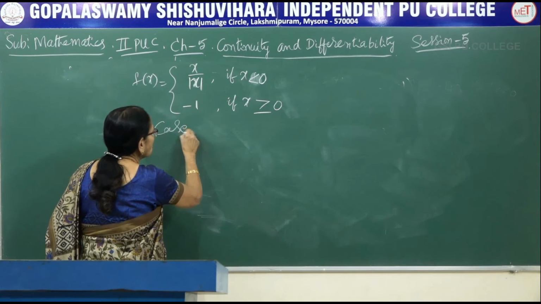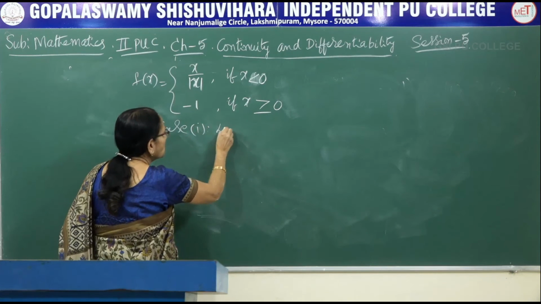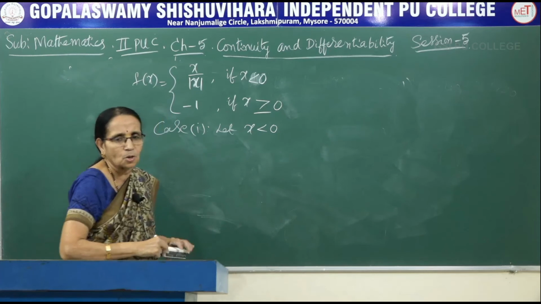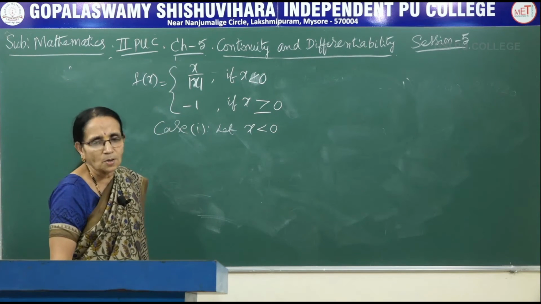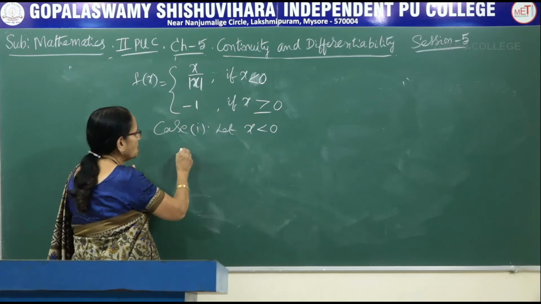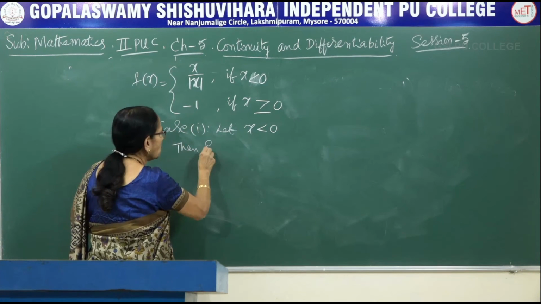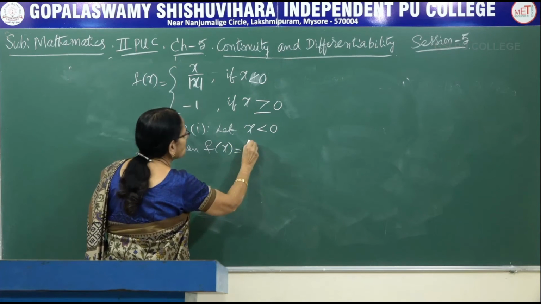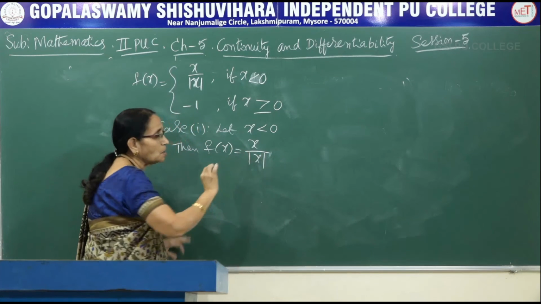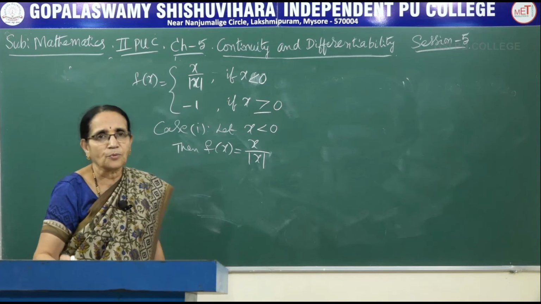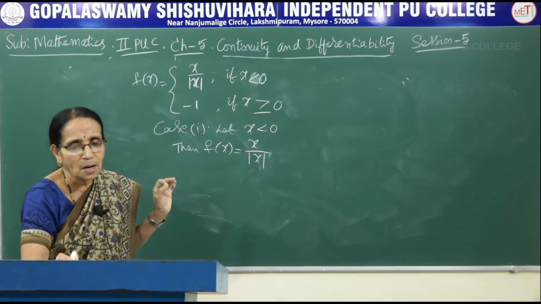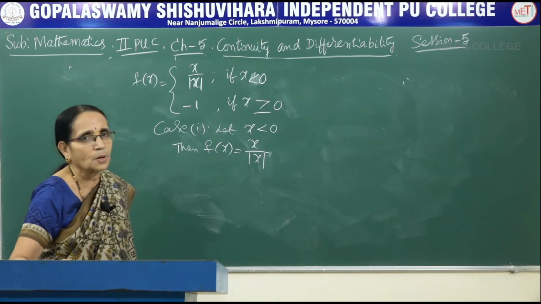Case 1. First let me take, let x be less than 0, the negative values. Less than 0 means it is the negative values I am considering. Now let us see how the function is defined. Then f of x is equal to x divided by modulus of x. The function is defined like this. F of x would be equal to x divided by mod x. That is how it has been given.